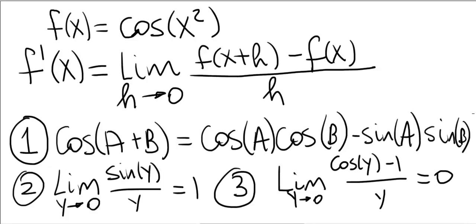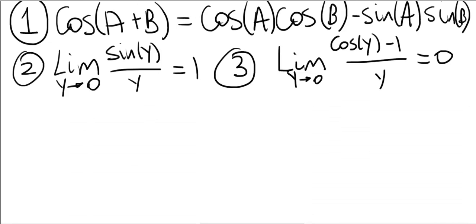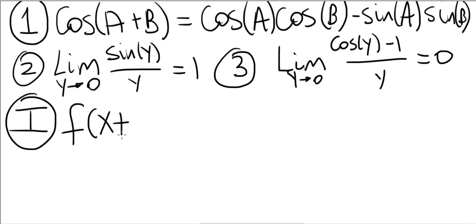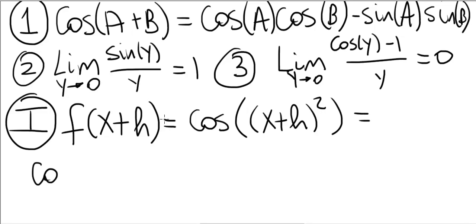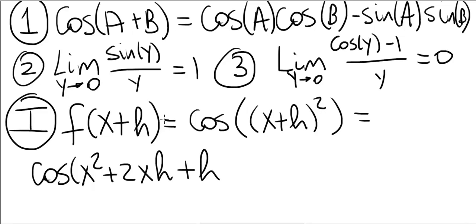Now finding the derivative by definition is a four-step process. So let's begin with step number 1. That is to compute and simplify f of x plus h. In our case, that is cosine of x plus h squared, which is equal to cosine of x squared plus 2x times h plus h squared.